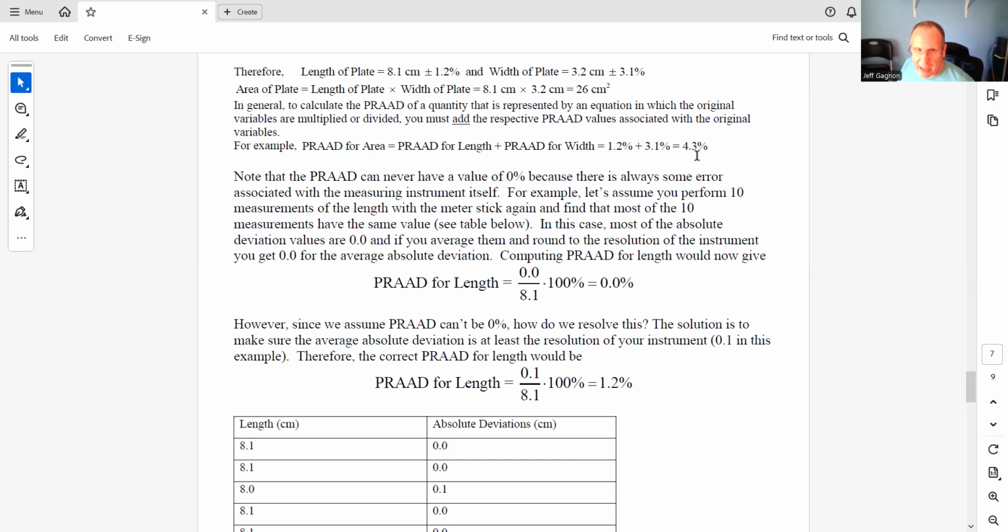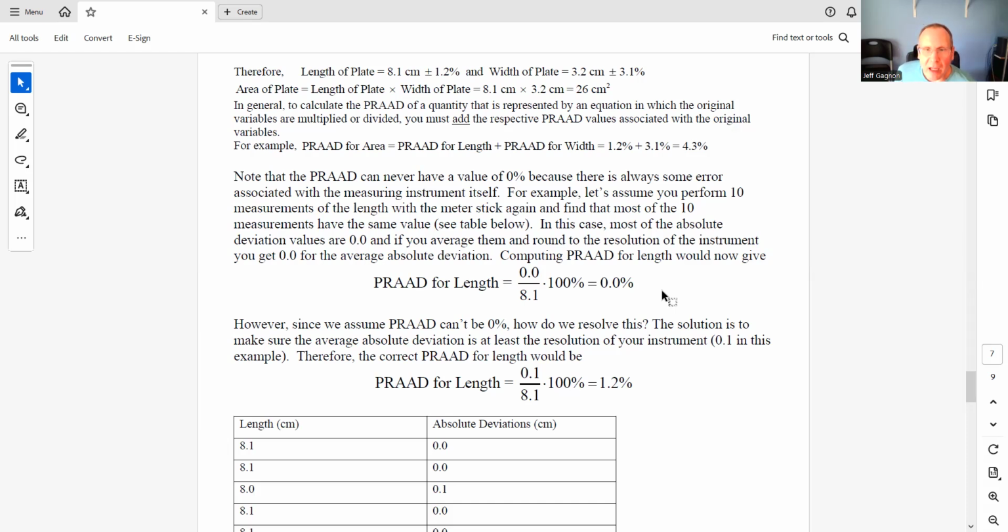Okay, another really important thing. It turns out that PRAD can never have a value of 0% because we always assume that there's some error associated with the measuring instrument itself. It can't be perfectly accurate, right? It can't be perfectly correct with no error whatsoever. So here's an example of what you would do if you're going to get a PRAD of 0%, like how you would handle that, because this will come up in class for sure.